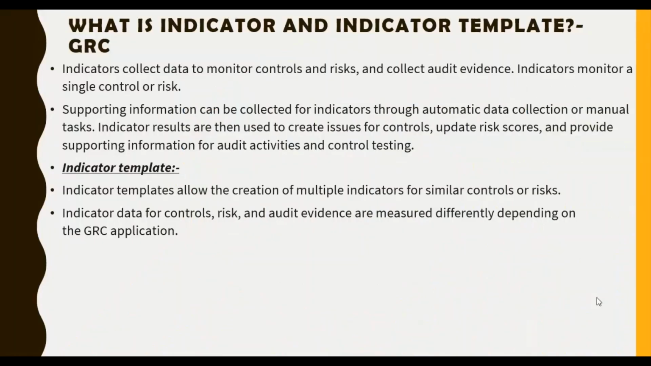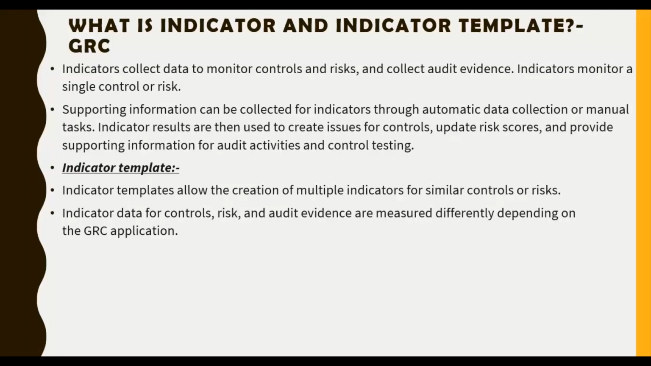So what is an indicator and indicator template? Basically, an indicator is used to indicate the compliance score. It is also used to monitor the control and risk and collect the evidence, collect the data. Indicators monitor a single control or risk. I am again repeating, an indicator is used to indicate the control and risk. Also it's used to collect the data, and if the control is non-compliant, then it will trigger an indicator and an issue. At the same time we can also track the indicator results.